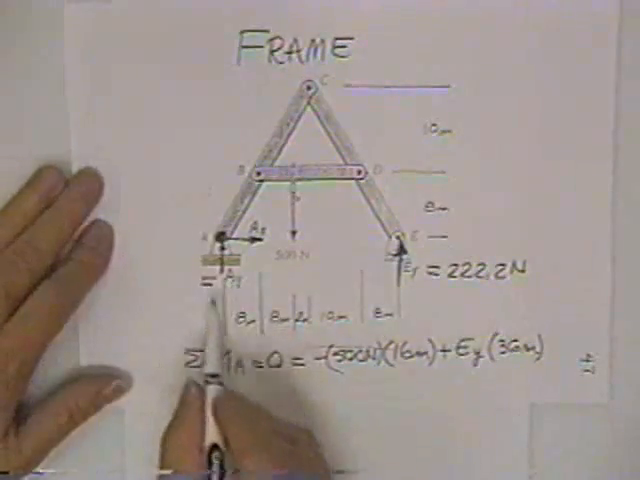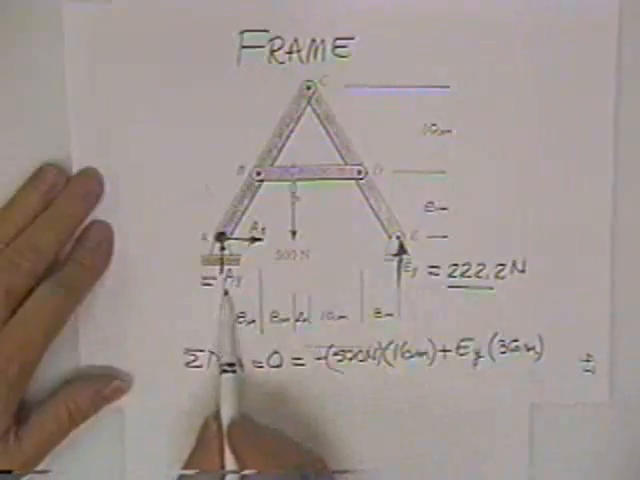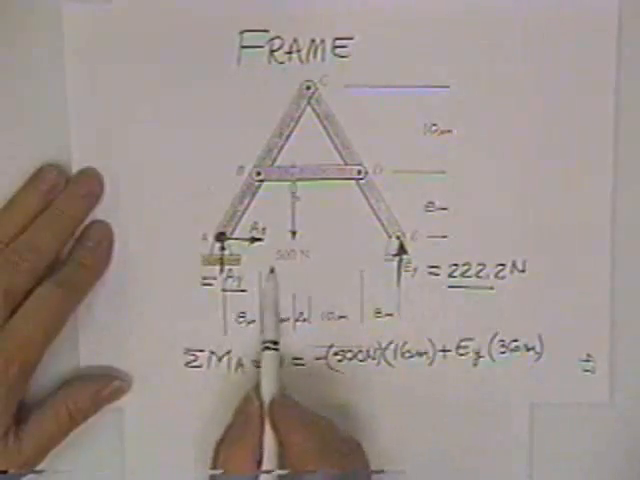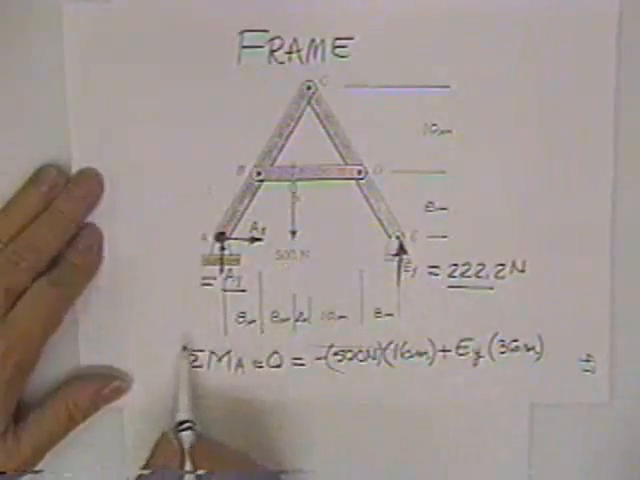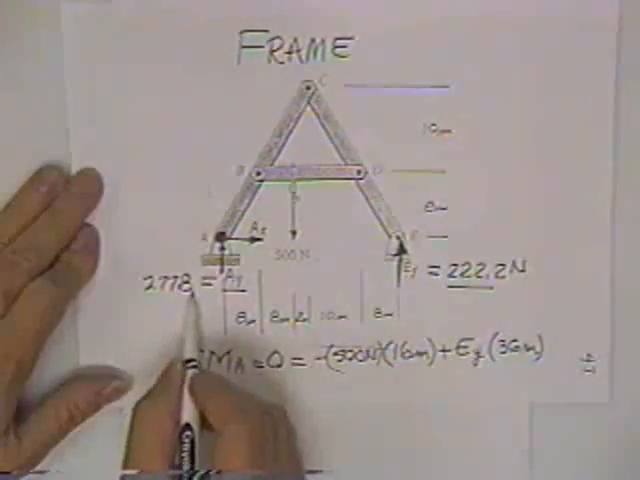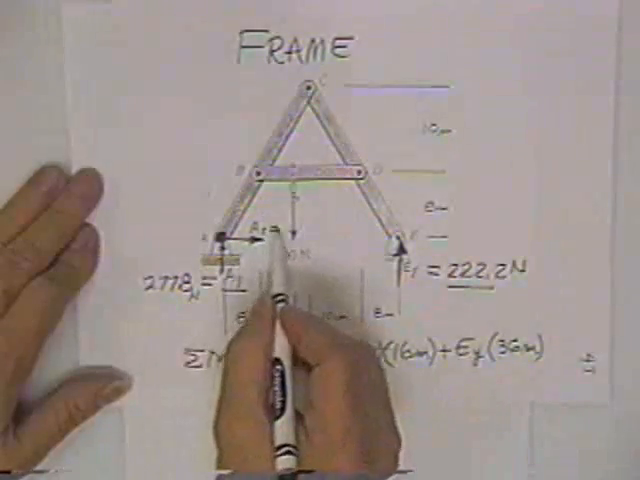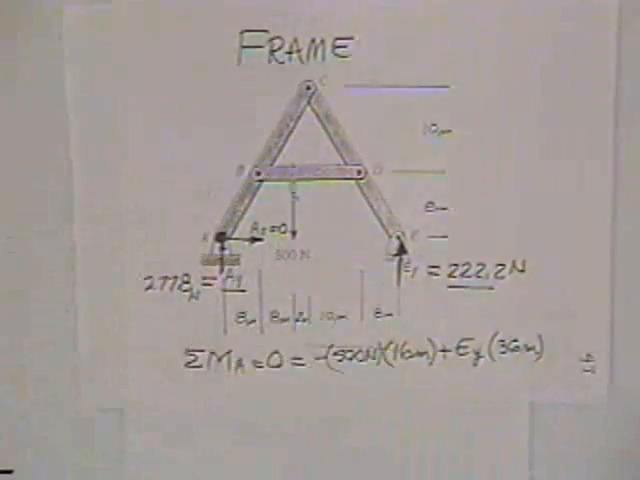That means I can get this one from some forces Y. In other words, this pressing up plus this pressing up has to equal this pressing down, and therefore this answer is 277.8 newtons. Since nobody's pushing on the frame in the horizontal direction, that number happens to be 0.